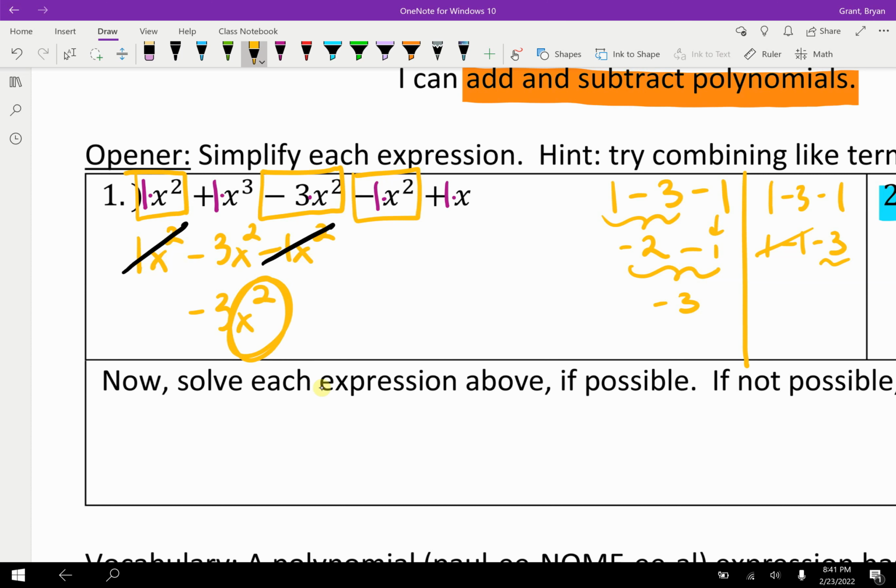Notice that the exponent didn't change, the x didn't change. The coefficients count how many of these we have. We are not changing those with addition and subtraction. Okay, that took forever, so let's go ahead and look at the other ones here.